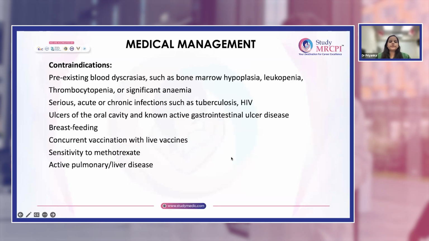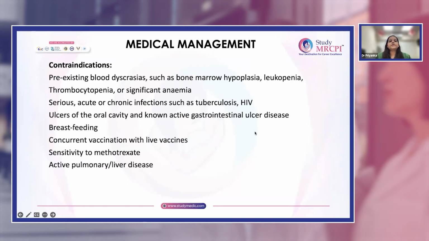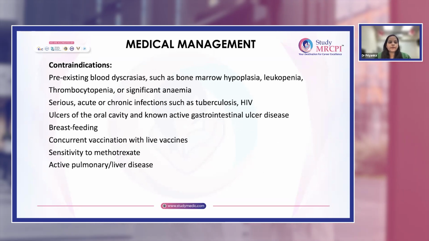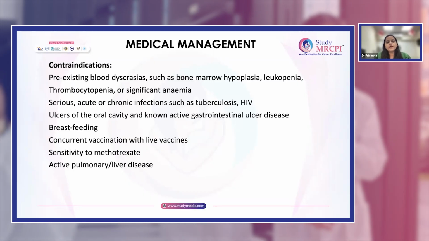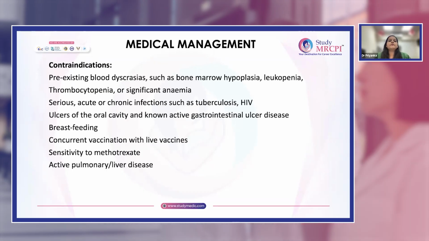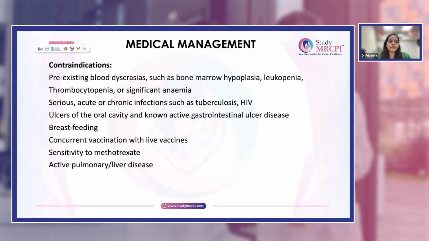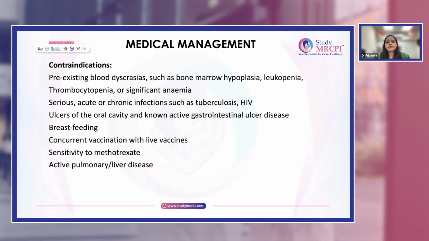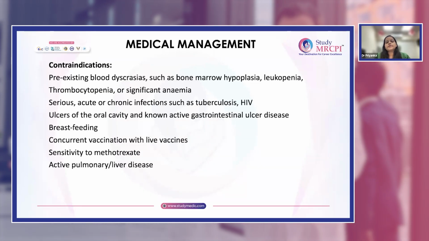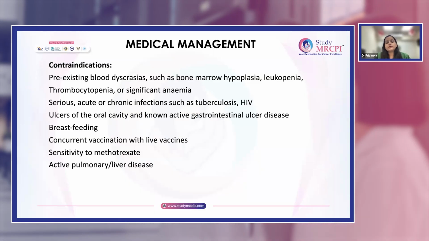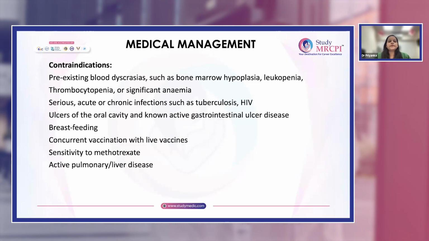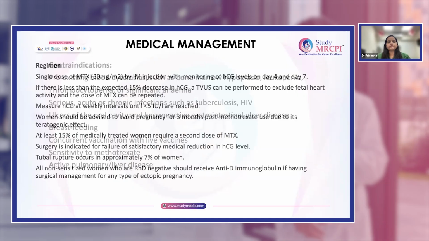So what are the contraindications that we need to rule out first? First is any pre-existing blood dyscrasias, like bone marrow hypoplasia or pancytopenia, because these are the side effects that are going to happen if we give methotrexate. So if the patient is already having pre-existing blood problems, then the patient is not a suitable candidate for medical management. If the patient is having infections like HIV, TB, or if the patient is breastfeeding, or if there is active pulmonary or liver disease, or if the patient is receiving any live vaccines, or if there is sensitivity to methotrexate, in this case we avoid medical management.